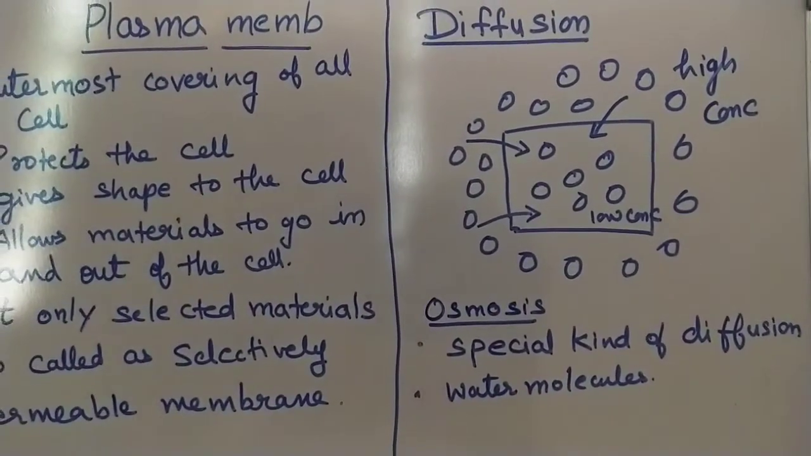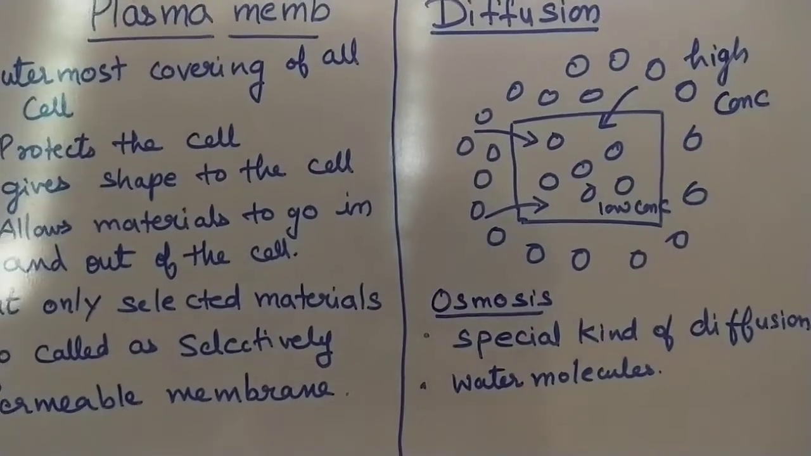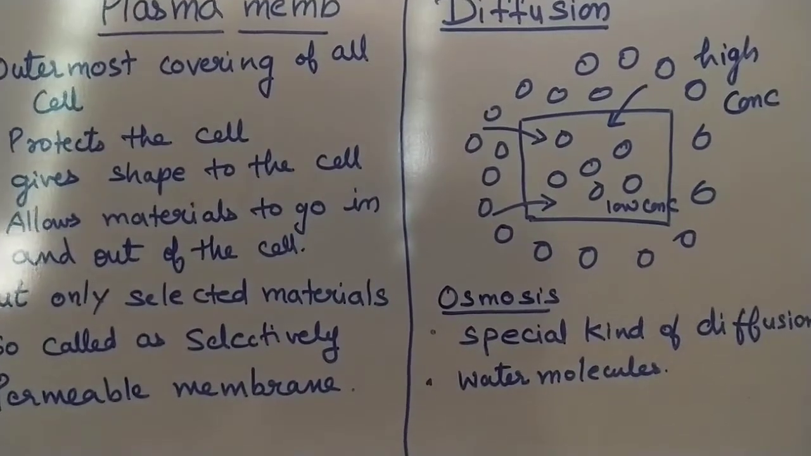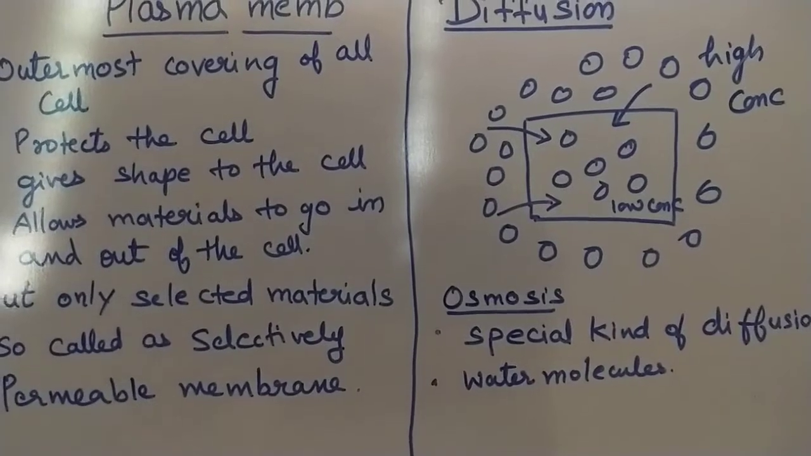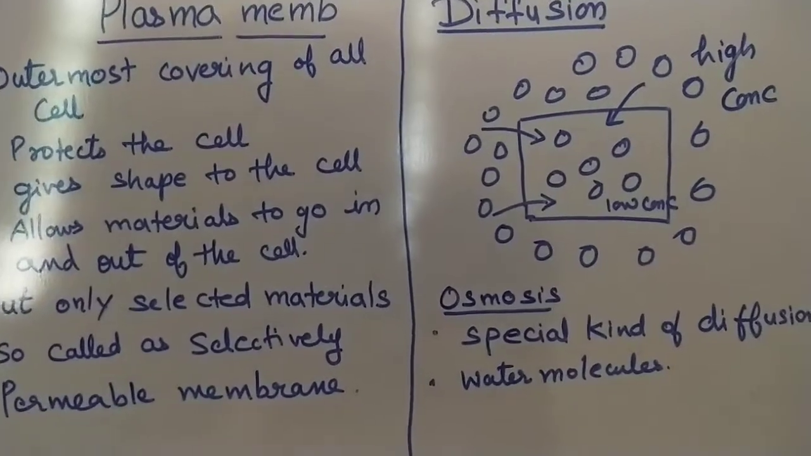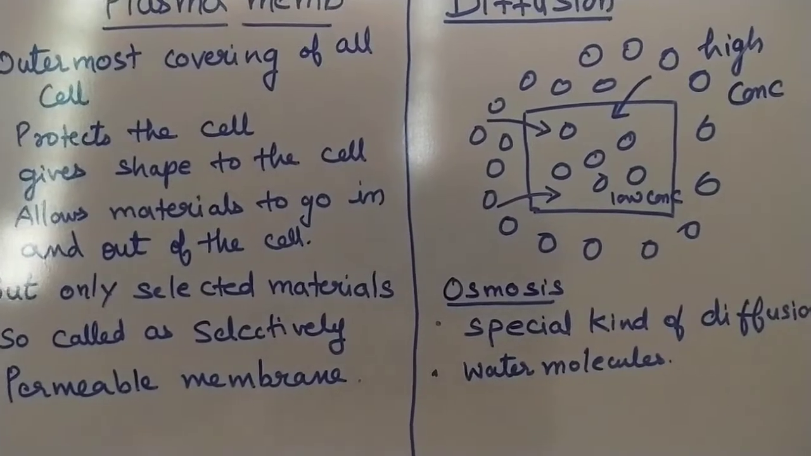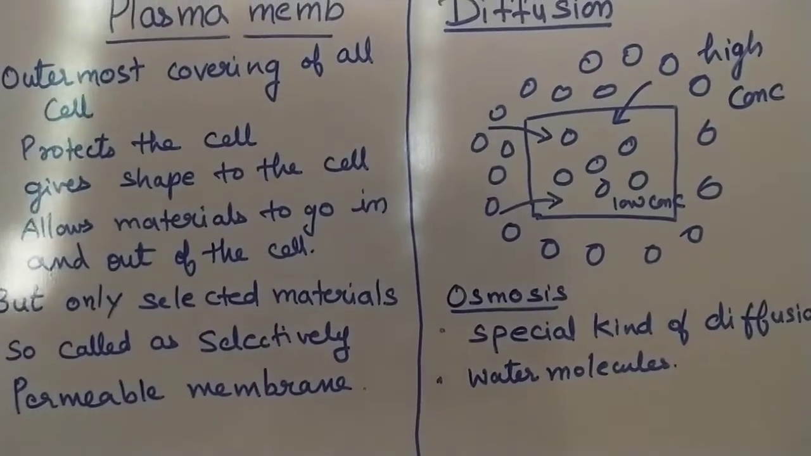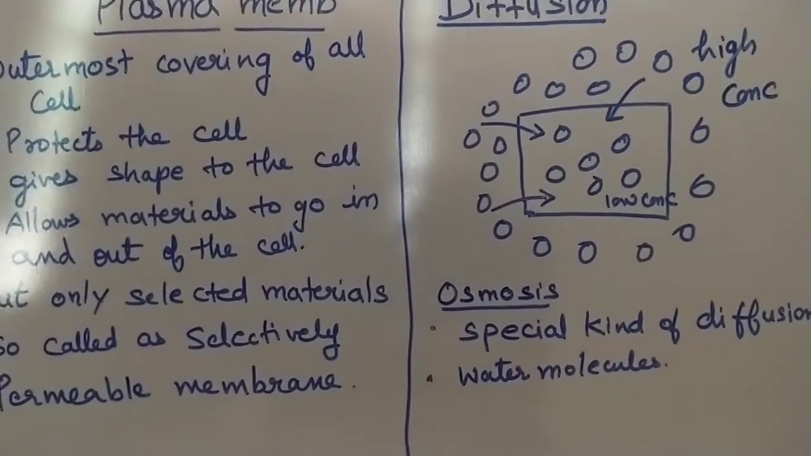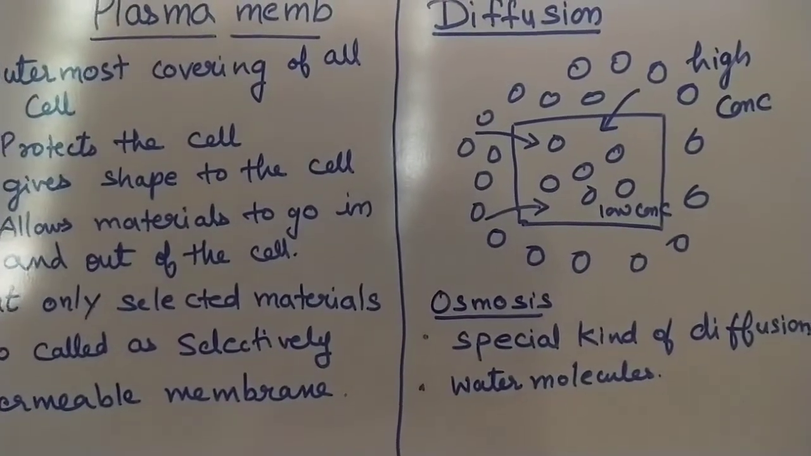The gaseous exchange that takes place inside the body of a living organism is due to diffusion. For example, the concentration of oxygen is more outside the body, and the concentration of carbon dioxide is more inside the body. So carbon dioxide diffuses out of our body and oxygen comes inside. In this way, gaseous exchange takes place because of diffusion. Clear?